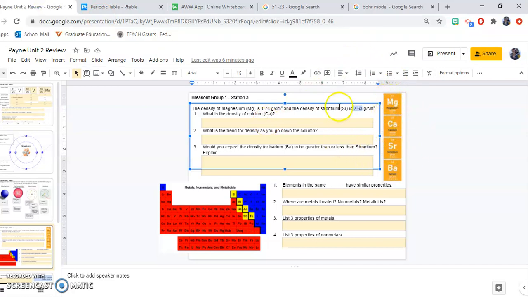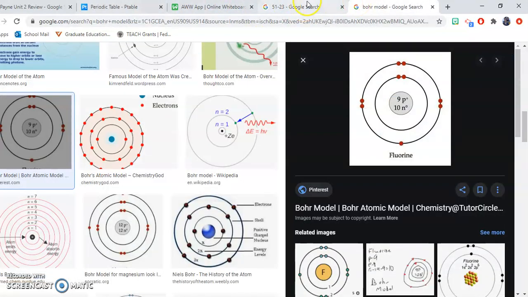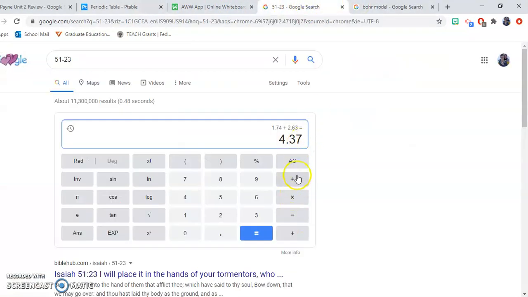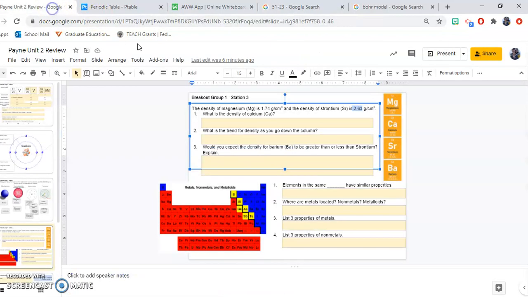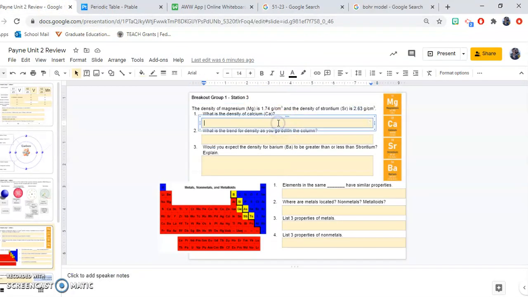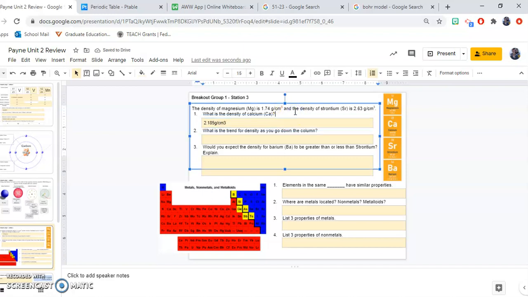So we added up these two values, and to get to our midpoint, it's the same as last time. We divide it by 2. So if we divide by 2, we end up getting 2.185, and that is our answer. 2.185 grams per centimeter cubed, right? And done. You're done with that. So you just add up the two values, then divide them by 2. You find the average.